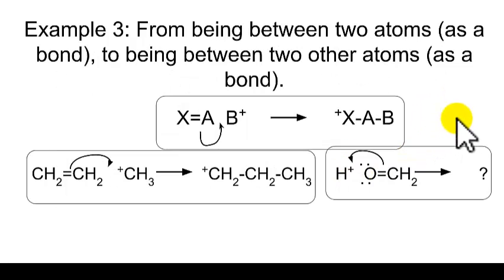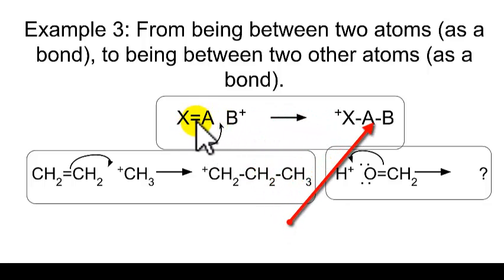Let's move on. Here's another example. A bond can move from between 2 atoms to an adjacent position between 2 other atoms and become a new bond. So notice that in this case, again, this is just a generic example. I'm using X's, A's, and B's. Here we have a double bond between an X and an A, and a B positive is approaching. A pair of electrons is going to be drawn out of this bond and move into here. That's what this curved arrow suggests.